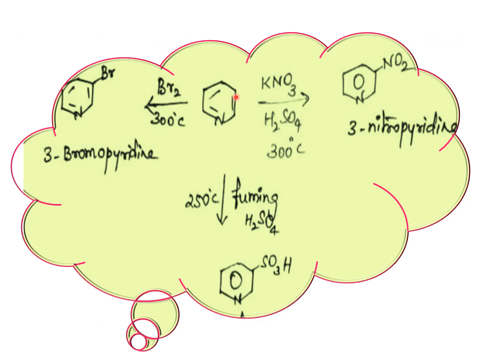Let us see the electrophilic substitution reactions of pyridine. Upon nitration with potassium nitrate and sulfuric acid at a high temperature of 300 degrees Celsius, it provides the nitro substituent at the third position, that is, 3-nitropyridine is formed. Upon sulfonation using fuming sulfuric acid at 250 degrees Celsius, the sulfonic acid group is introduced at the third position. Similarly, on bromination at a high temperature, bromine is introduced at the third position to provide 3-bromopyridine.